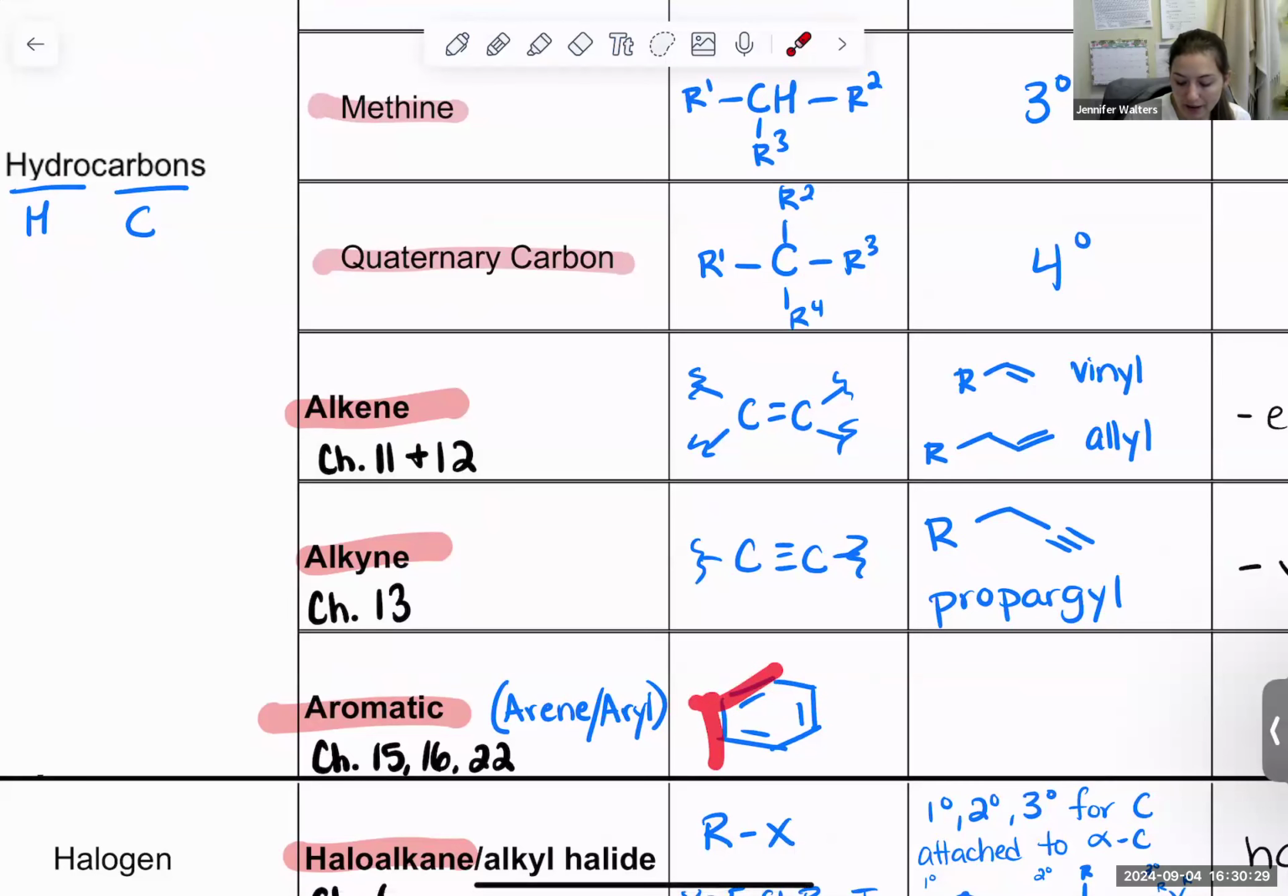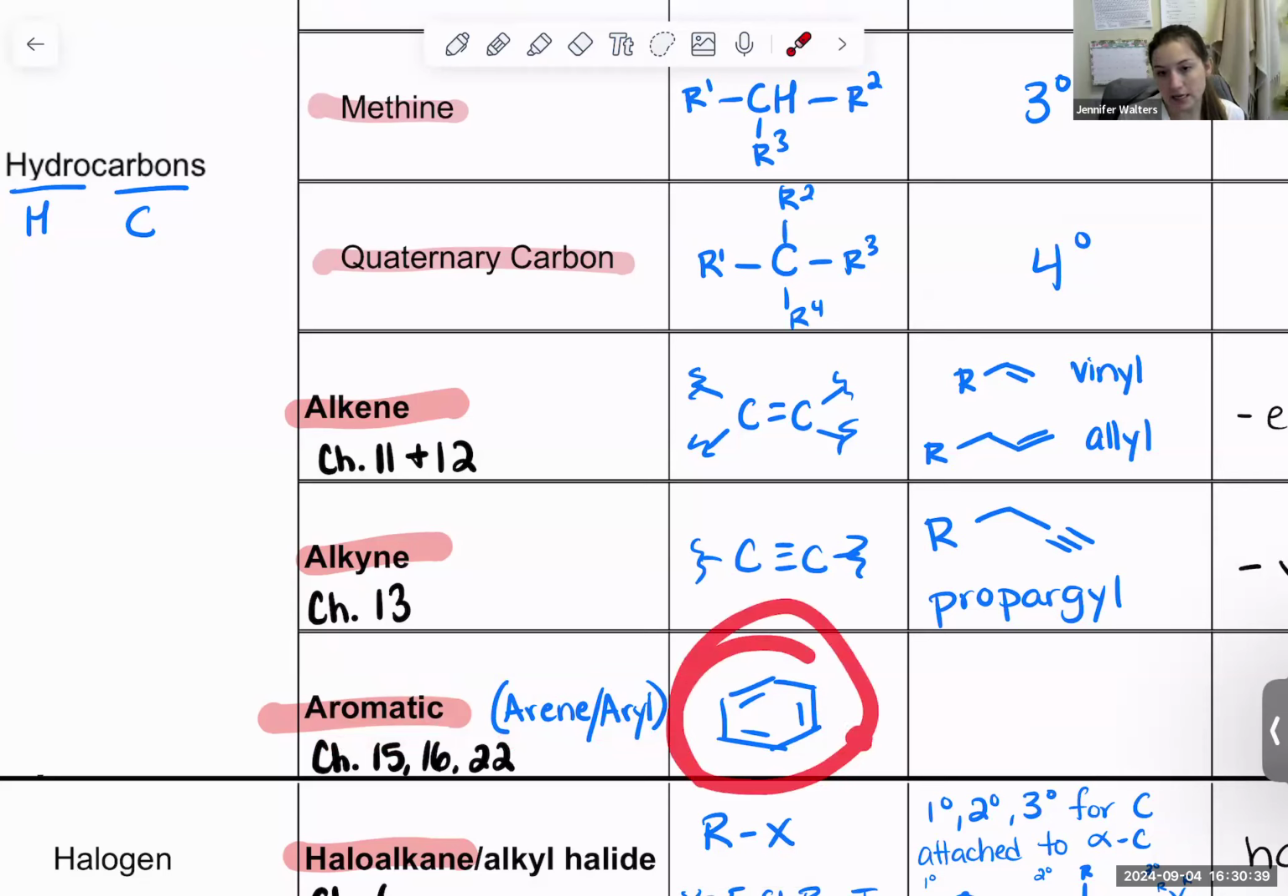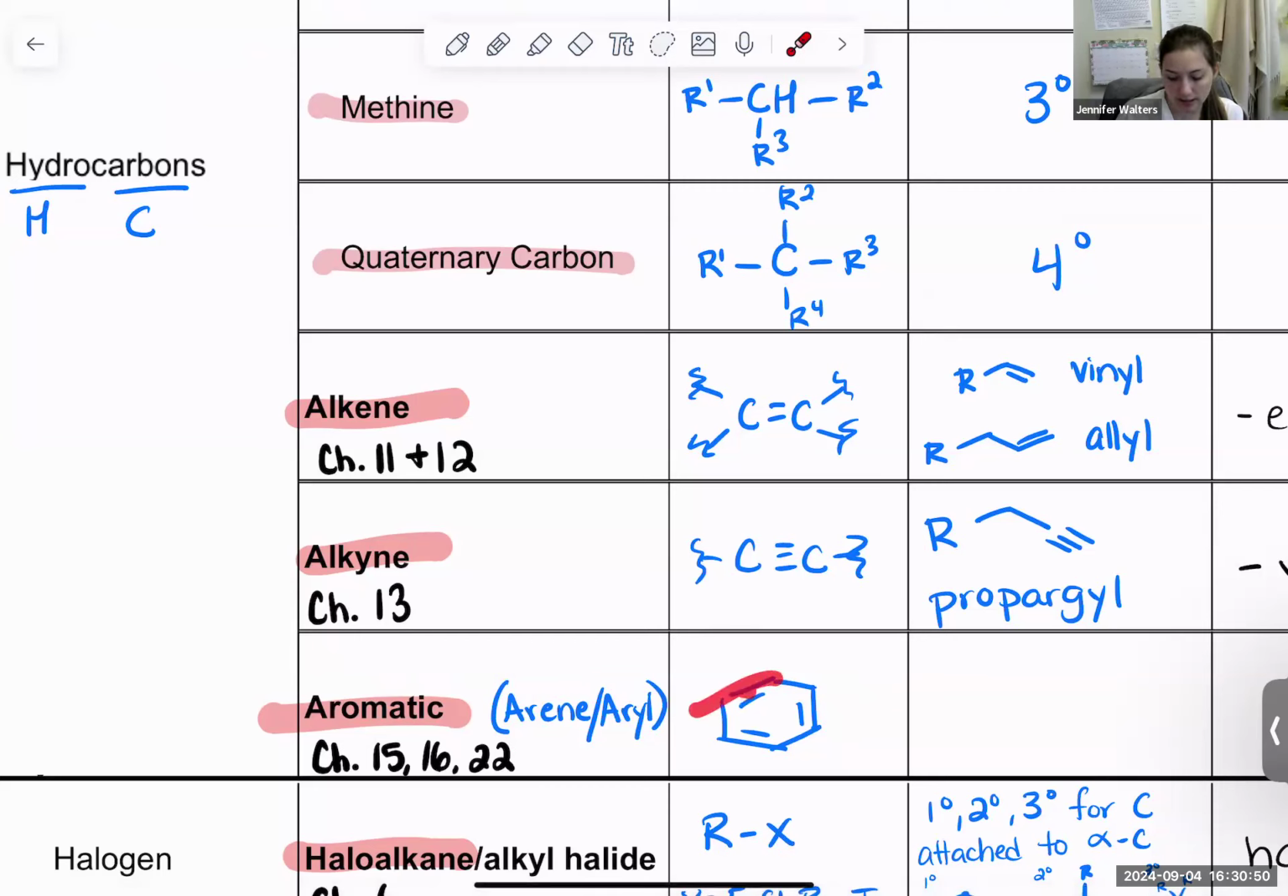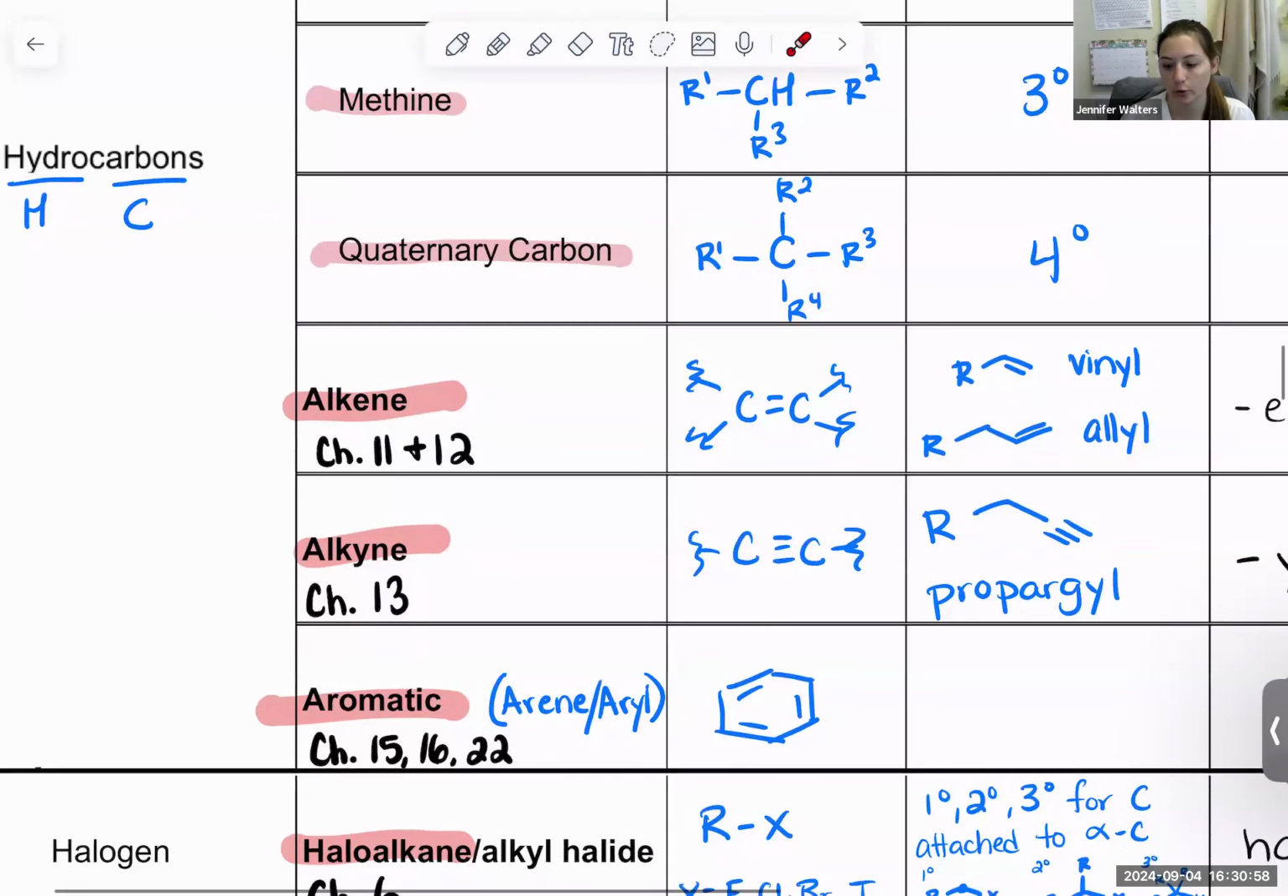If you have this benzene, that is an example of an aromatic group. Aromatics can be abbreviated as arene or aryl. We're only going to really look at just benzene. In Orgo 2, you're going to look at a lot more aromatic groups. But for us, we're just going to focus on benzene, which is where you have the 6 carbons where it goes double, single, double, single, double, single, all alternating in that six-membered ring. That is benzene. That is an example of an aromatic molecule.